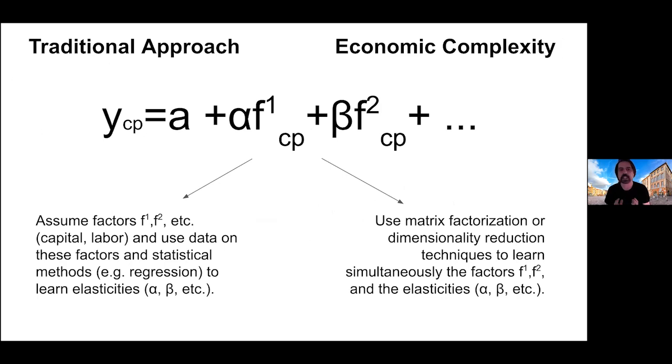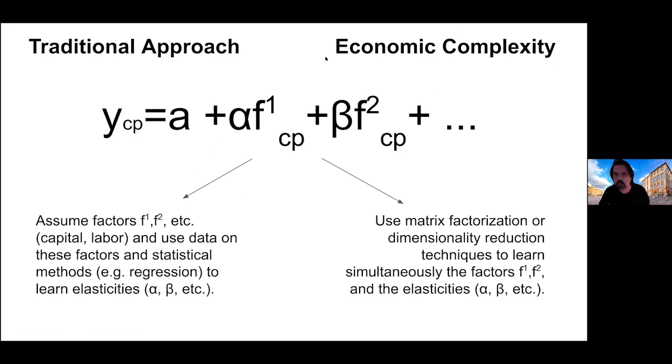Now, this is where the roads diverge, because in the traditional approach, you are going to assume factors F1, F2, etc. So you're going to say these are capital, labor, land, knowledge, etc. And you're going to use data on these factors that you can try to collect, and statistical methods such as regression to learn those elasticities, those parameters that tell you how much each factor matters.